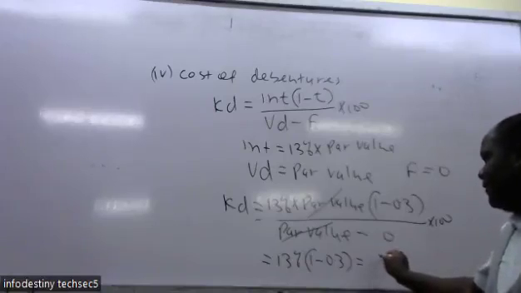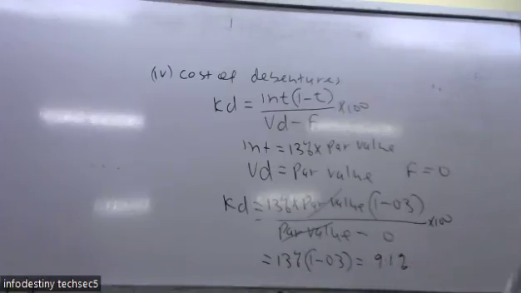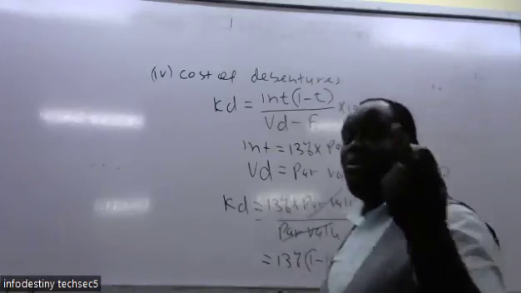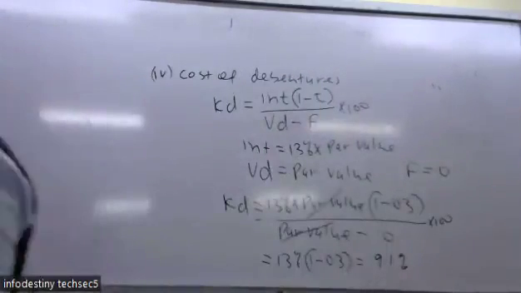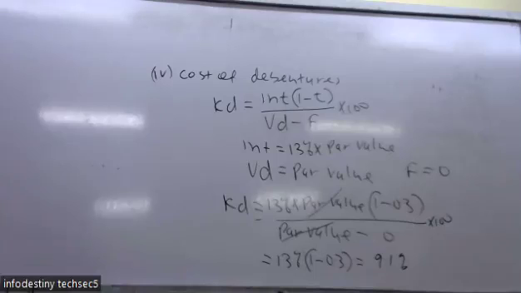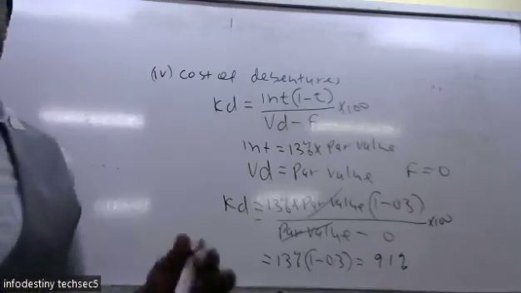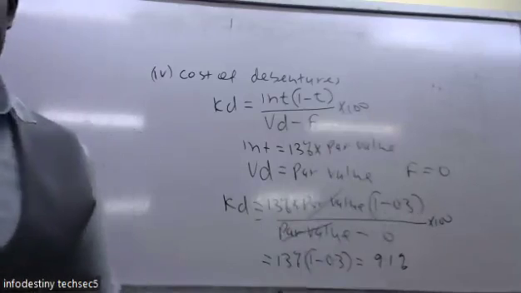9 point. You get 9.1%. Yeah. So that is how you are to get the cost of that debenture. So you get the cost of the debenture on the basis of that. So when the figures are not given, just try to understand the explanation.